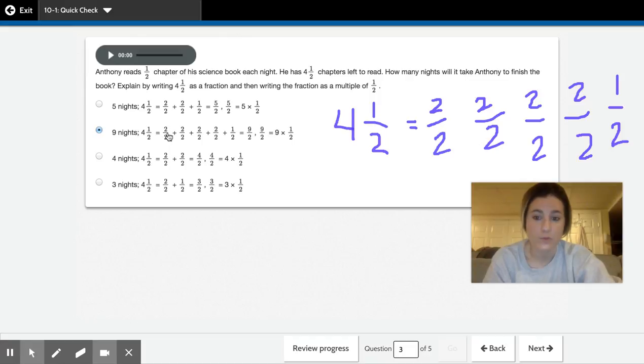4 1/2 equals 2 halves plus 2 halves plus 2 halves plus 2 halves plus 1/2 equals 9 halves. So we just turned this into what it would have been as improper fractions, or as to make the whole number 4 with 1/2 left over, and then we added them up to see how many nights he read for. It's a tricky one.